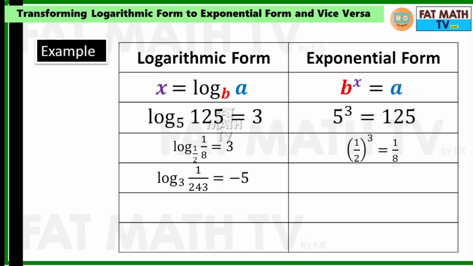Number 3, logarithm of 1 over 243 to the base 3 equals -5. The exponential form of that is 3 raised to -5 equals 1 over 243. Or you can also have 1 over 243 equals 3 raised to -5.